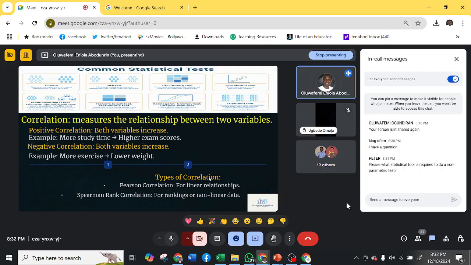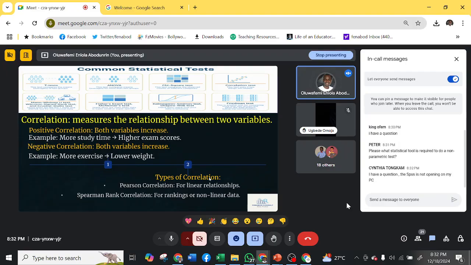So every time I speak or in the group, I will be explaining that consistently. Another question in the group says, please, what statistical tool is required to do non-parametric? An example is a chi-square. We are going to get to that point too.